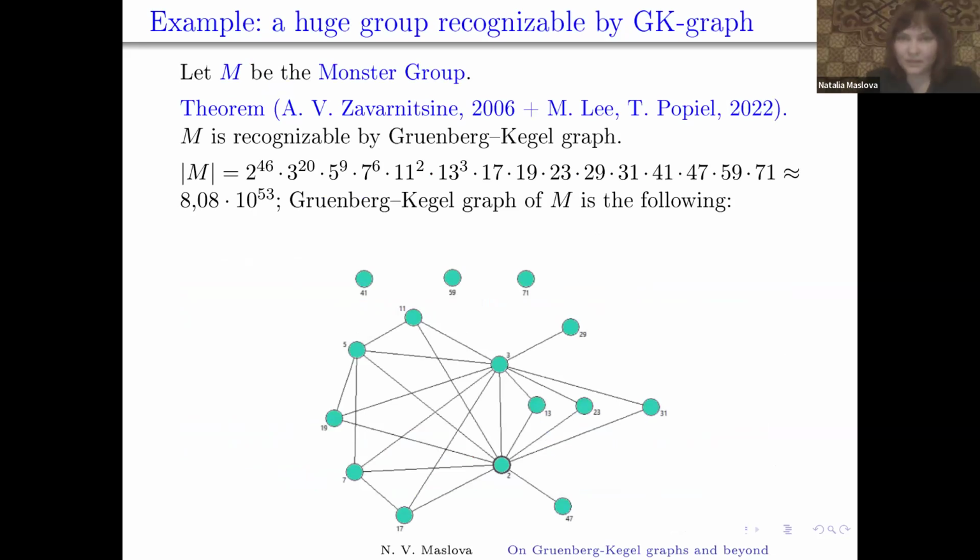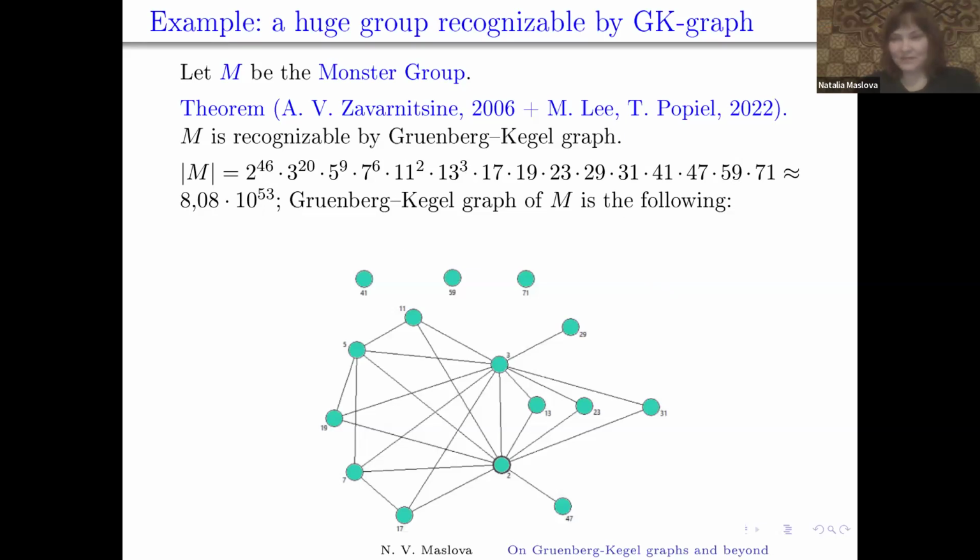For example, if you consider the monster group, it's a huge finite simple group, a group of order about 10 to the power 53. You can consider the order of this group. However, the group is huge, but the graph is visible on the slide. There are exactly 15 vertices, and you can draw this graph. And a very amazing fact is that this group is uniquely determined by its Gruenberg-Kegel graph.